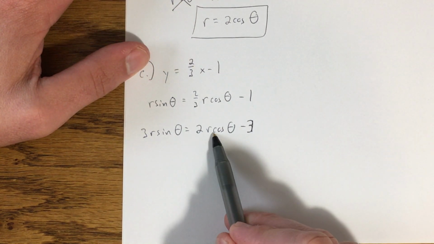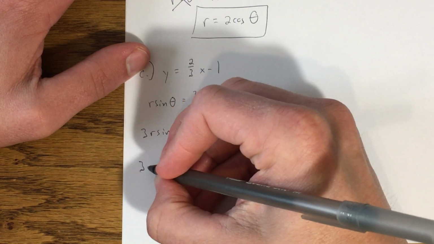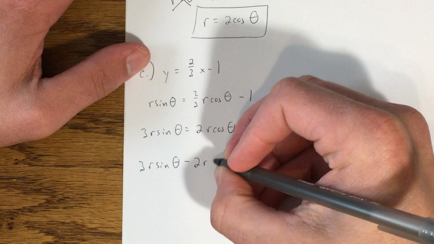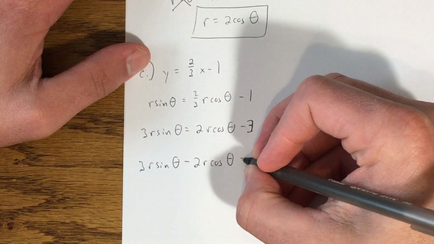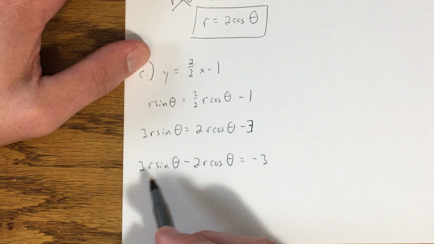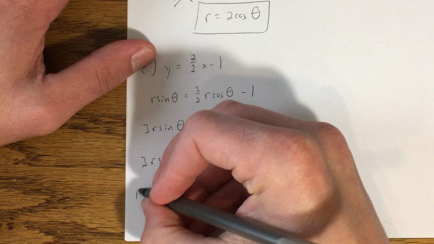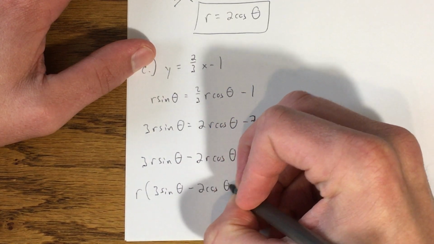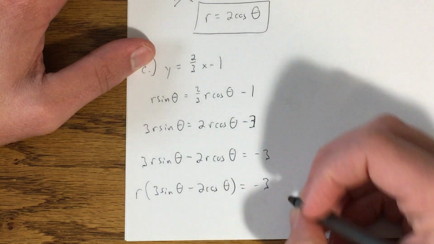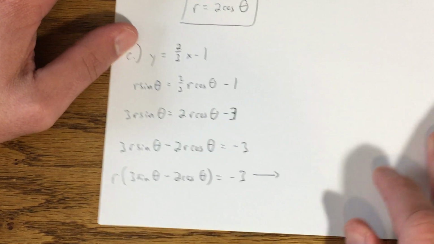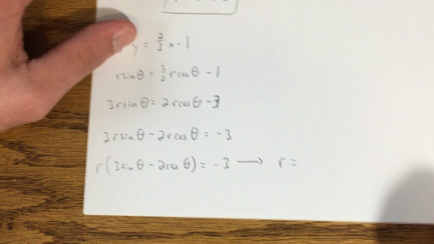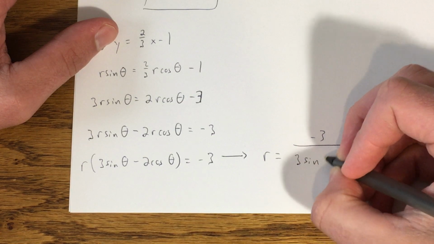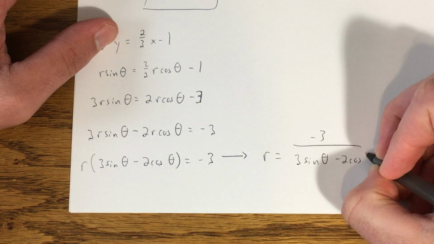So I'm going to subtract this term over here so that it looks like 3r sine of theta minus 2r cosine of theta equals -3. Then I'm going to factor r out so that it looks like r times 3 sine of theta minus 2 cosine of theta equals -3. And then I can solve this just by dividing both sides by the stuff in parentheses. So I get r equals -3 over 3 sine of theta minus 2 cosine of theta.